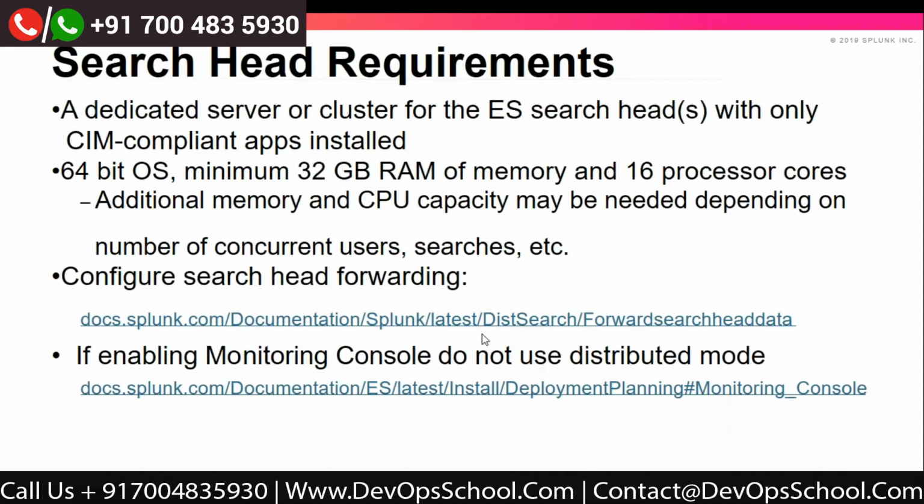Search head performance depends on the cores, how many cores you have. If you have 16 cores, then you can have at least 16 to 17 searches. Let's say you have a team of 10 people and all of them are running 1 or 2 searches at the same time, then that will exhaust all the CPU cores. So your CPU core count totally depends on how many concurrent searches you can run at the same time.